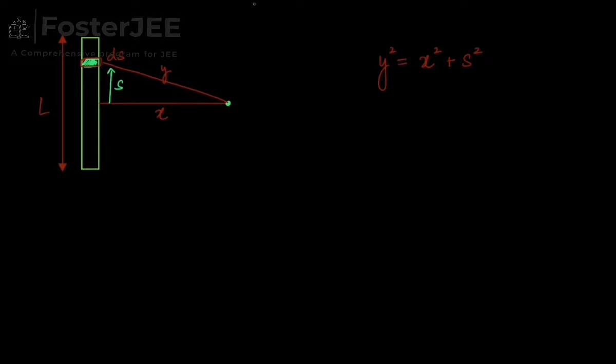Now the net force between any two point charges is given by Coulomb's law. But now here we need electric field, so we will write small electric field dE will be k dq upon y square. Now the value of y square is x square plus s square, so it becomes k dq upon x square plus s square.